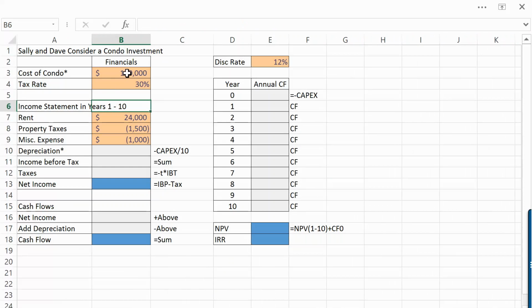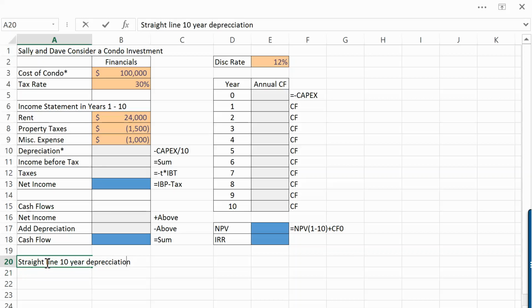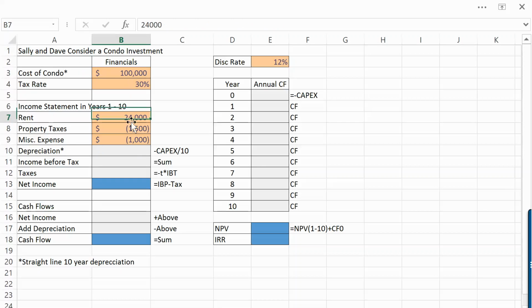So in this example, you're going to buy a condo for $100,000. That's going to be my capital expenditure. And there's a tax rate of 30%. What I didn't copy over there is we're going to do a straight-line 10-year depreciation. That's what that asterisk should be for. So when we do our personal tax statements, we're going to amortize the cost of this condo. Now we're going to make $24,000 in rent in the first year, and we'll assume it's paid at the end of the first year, just for simplicity. Property taxes are $1,500, and miscellaneous expenses are $1,000.